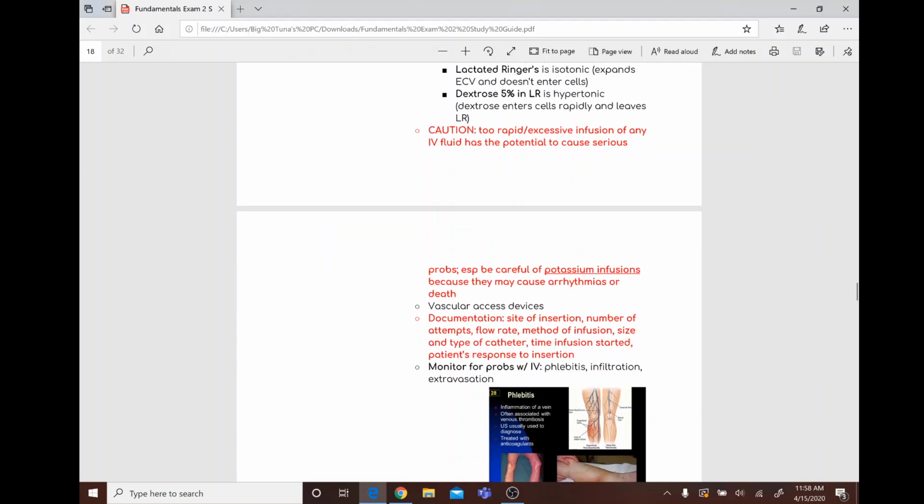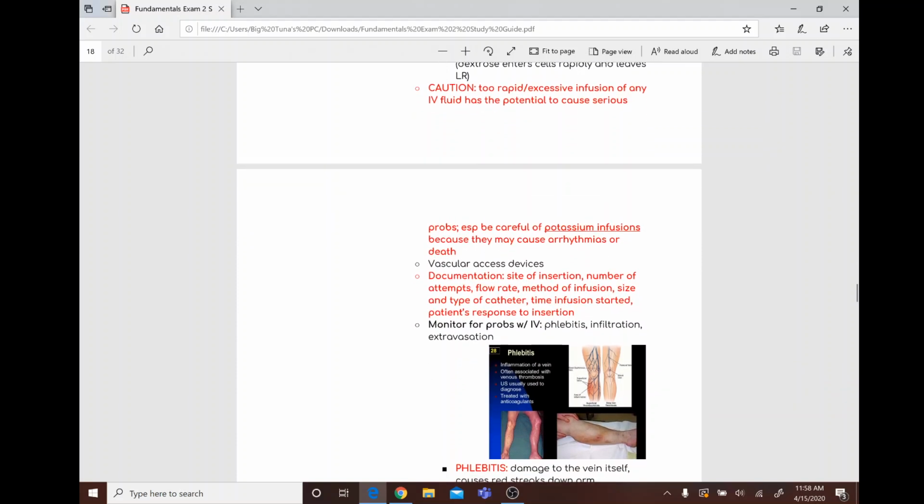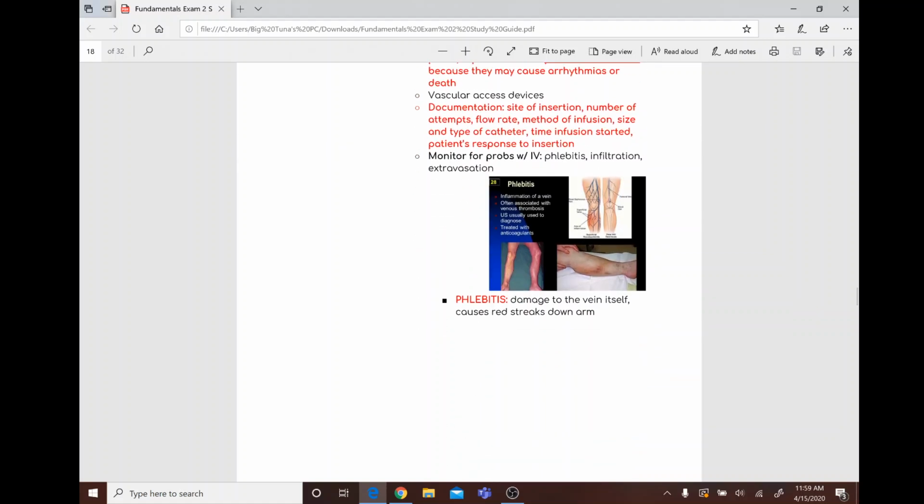careful of potassium infusions because they may cause arrhythmias or death. You document site of insertion, number of attempts, flow rate, method of infusion, size and type of catheter, time infusion started, and patient's response to insertion. Monitor for problems: phlebitis, infiltration, extravasation. What is phlebitis?